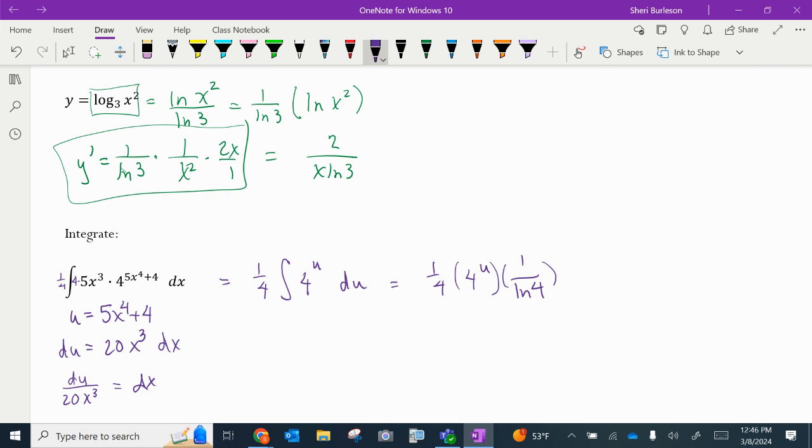My bad. I apologize. But it's still that idea that the derivative would have been multiplied or divided by that, so the integral is going to undo that multiplication or division. So what I end up with is, oops, plus c, I got to put it there. So I have 4 to the 5x to the fourth plus 4 over 4 ln 4, plus c. Is that right? What we got over there? Right.